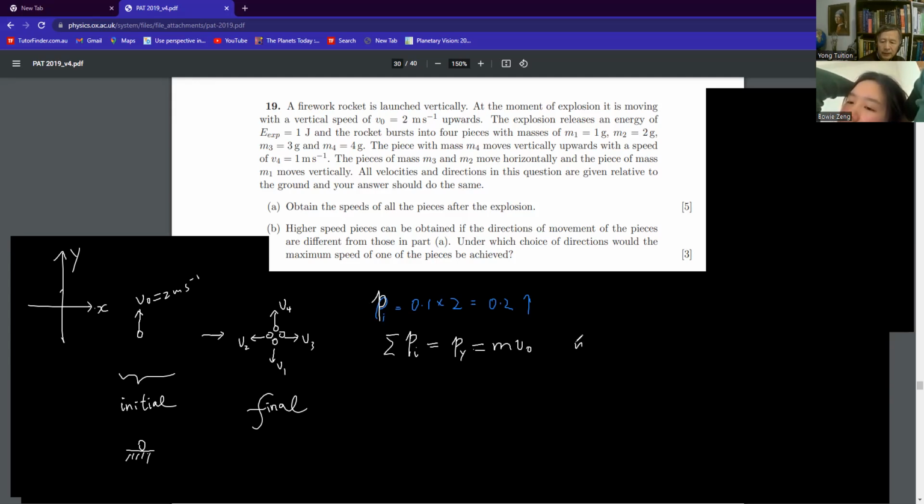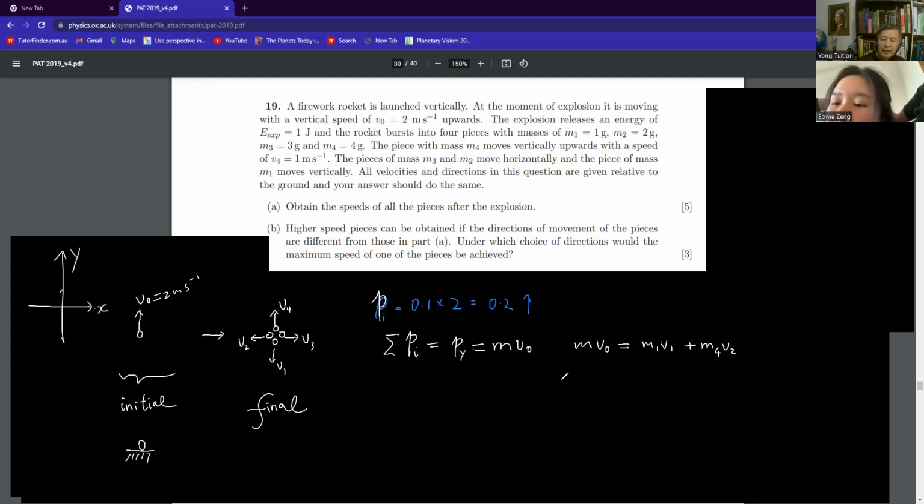So we can write a conservation law now for the momentum. So M v naught must equal the sum of these four, m1 v1 and so on. But we don't know the directions, probably they are different, but we don't know. We will see. If we get a negative, that would imply our assumption is wrong.